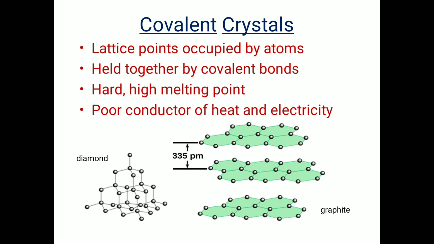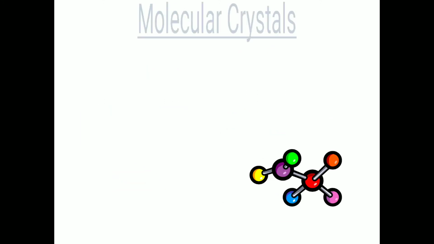Due to layered arrangement, graphite is a conductor. Due to network arrangement, diamond is an insulator.